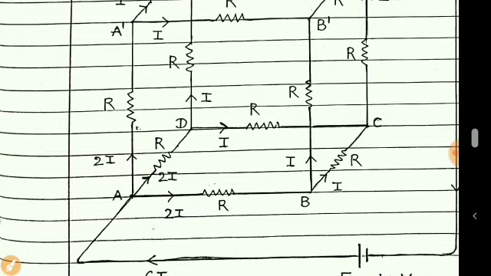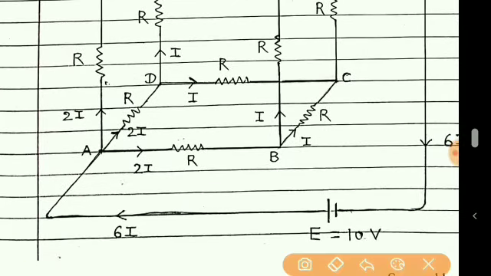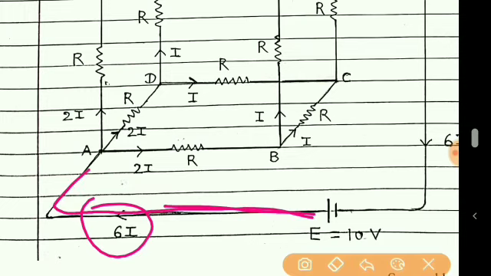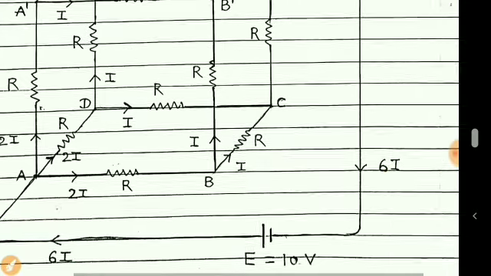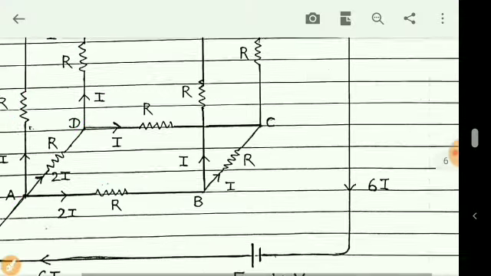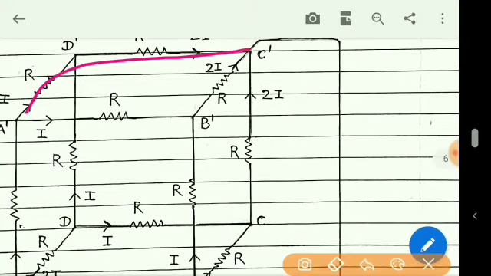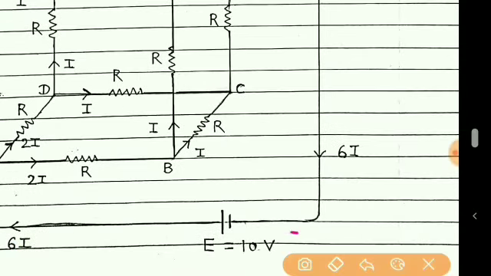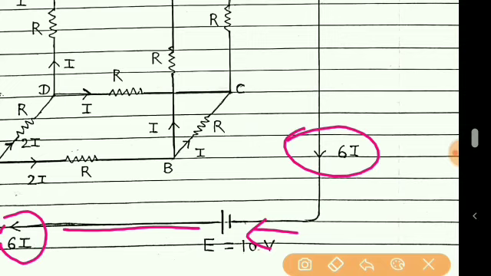Now I have taken the current emerging as 6I. So this is the total current coming out of the battery, 6I, and after the division of currents, all the currents meet at point C, and once again the current will come to the negative terminal of the battery. So whatever current is coming out, the same current will be moving in. So I have written here 6I and also 6I.